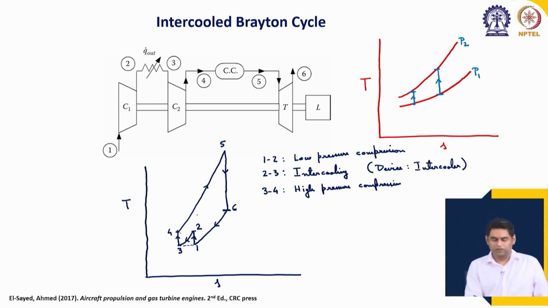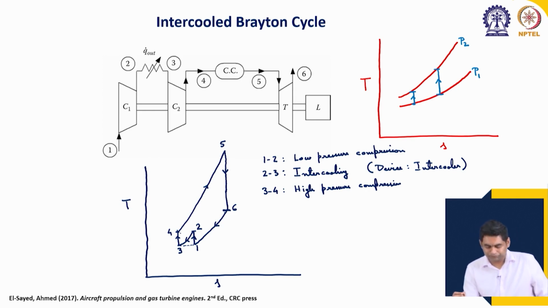4 to 5 is the combustion process or constant pressure heat addition, 5 to 6 is the expansion process in the turbine. In this case we are not considering reheating. So, it is a single turbine expansion process, and 5 to 6 is isentropic expansion, of course, and 6 to 1 is constant pressure heat removal. Remember that all these compression processes, 1 to 2 and 3 to 4, for ideal cycles will be isentropic processes, with an isentropic rise in the pressure.